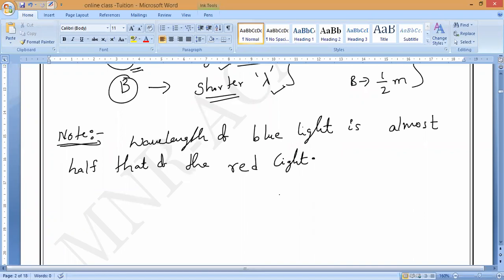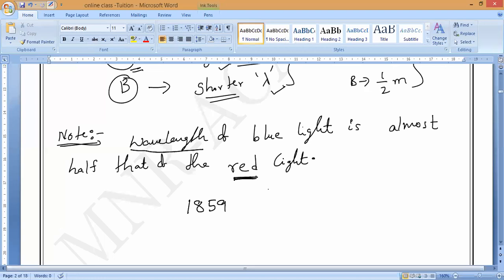Observe very carefully. Based on this phenomenon, how does the sky appear blue? Because the shorter wavelength of blue light is almost half that of red light. With the help of this fact, in 1859, some scientist made an attempt to explain the blue color of the sky. Understand?